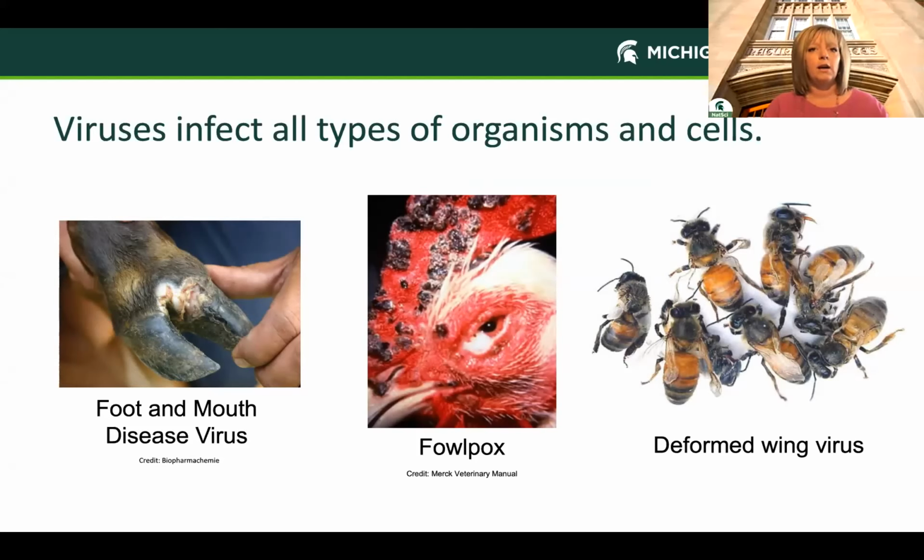And what we're looking at here are some examples of viruses that have a significant impact on agriculture. The foot and mouth disease virus causes lesions in the hooves and mouths of cattle and livestock and causes them not to be able to eat or even be able to stand sometimes. You see a picture here of fowl pox, which is the chicken version of chicken pox. The deformed wing virus can cause devastating impacts on beehives. So this is just a sampling of the types of viruses that impact animals besides humans.